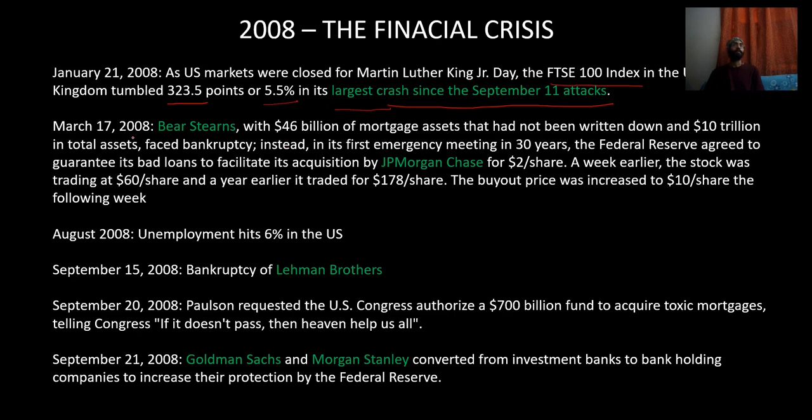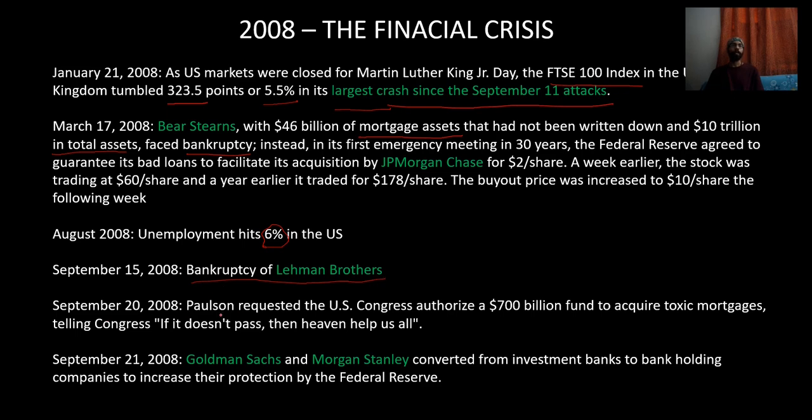March 17, 2008, Bear Stearns, with 46 billion of mortgage assets, again, mortgage assets that had not been written down, and 10 trillion in total assets, faced bankruptcy. August 2008, unemployment hits 6%. September 15th, I think we have all somewhere heard about this incident. Bankruptcy of Lehman Brothers, September 15, 2008.